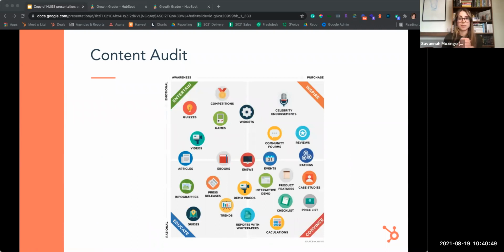So I wanted to bring up this visual of all the different ways that we can share content as marketers. Some of those, like videos and podcasts, they're not going to be in HubSpot, right? But think about where and how we can group them, like checklists, guides, trends. Those can all be behind a form on the landing page.